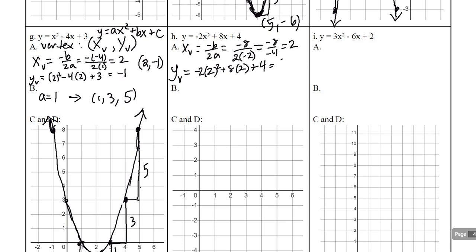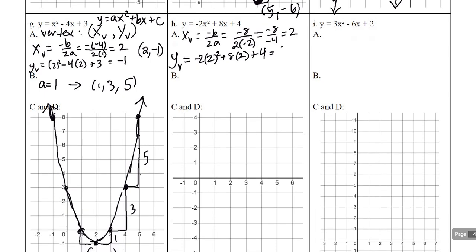That can't be right. Just a moment. No, it's definitely 12. I'm just going to have to be creative when I graph this. Okay, so our vertex is at (2, 12). And our step pattern is, since a is negative 2, going to be negative 2 times 1, 3, 5, which is negative 2, negative 6, negative 10.